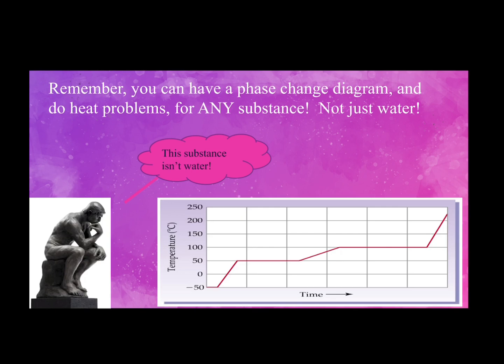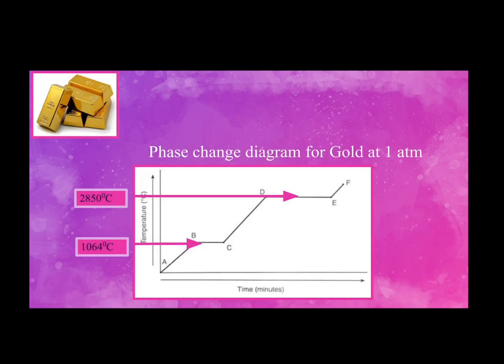Remember that you can have any phase change diagram for any substance to do these heat problems. It's not just water, so you could really look these up for any substance. This one's not water because I know that water is not at -50. This is actually going to be for gold. So these are your melting points and boiling points for gold. Again, you can always look these up for any element if you ever needed them.